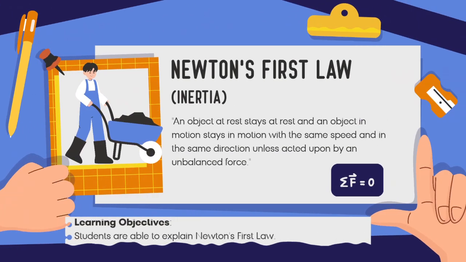Newton's first law. In this slide, we discuss Newton's first law, also known as the law of inertia. This law states that an object at rest will remain at rest, and an object in motion will continue moving at constant speed and in a straight line unless acted upon by an unbalanced force. The formula shown here is sigma F equals 0. This means the net force acting on the object is 0, so there is no change in its motion. The learning objective is for students to be able to understand and explain Newton's first law.